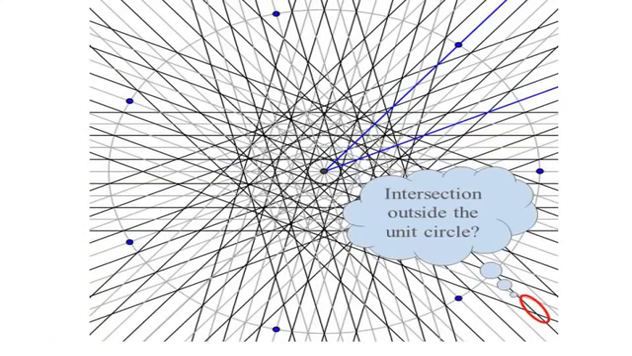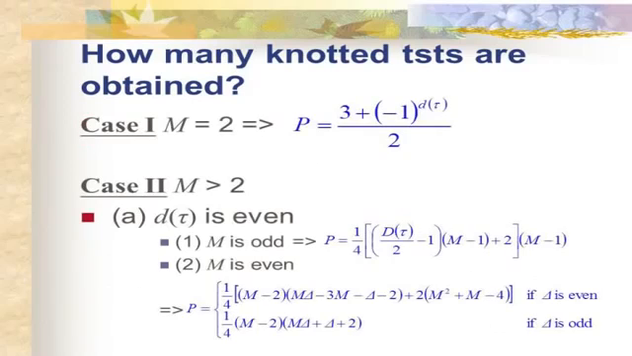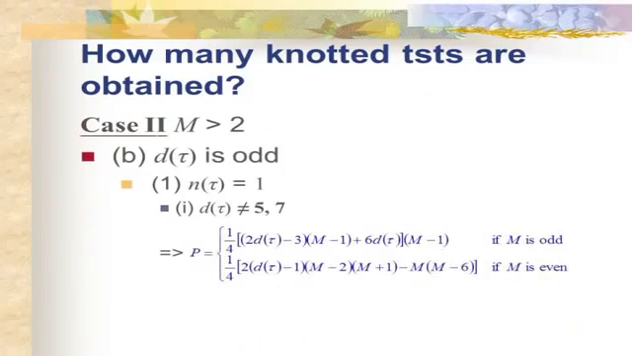And the next question is to consider the number of points where the lines intersect outside the unit circle. And this is known as our second big problem. And we can easily find the necessary and sufficient condition as well, because we are parameterizing every line in our graph. And so having these 2 problems solved, we can now deduce a general formula for P, and these are the results.